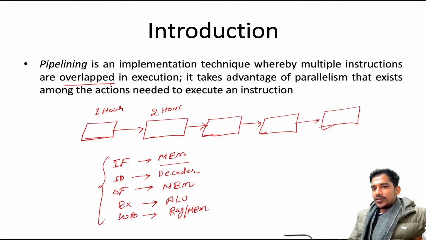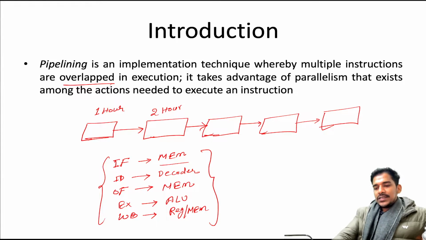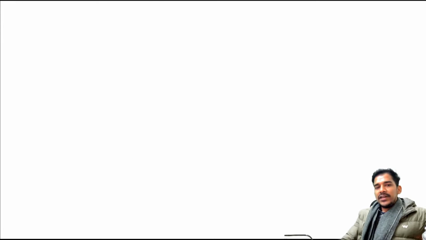It takes advantage of parallelism that exists among the actions needed to execute the instruction. So they are different components, so they may work in parallel, right? And that is the concept we are going to use in pipelining. In pipelining we are saying that we will keep accepting the input on one end before the output of the first task is on the output line. So if we talk about the non-overlapping execution, or we can say sequential execution.